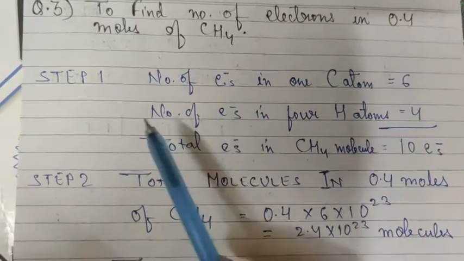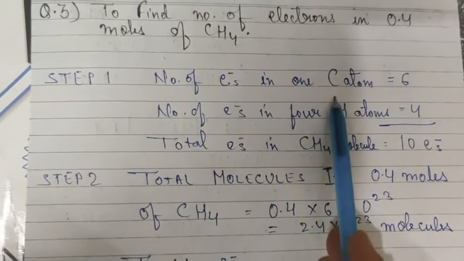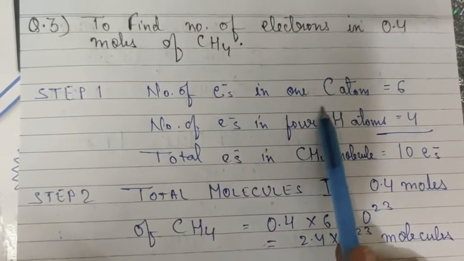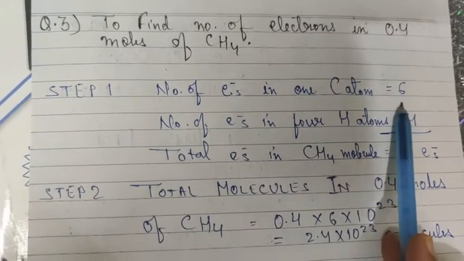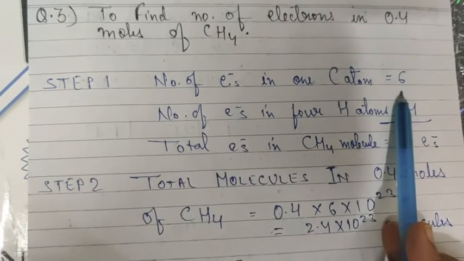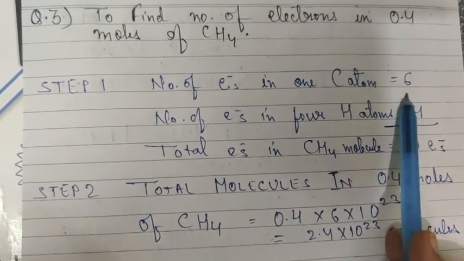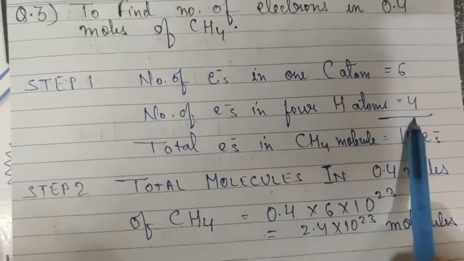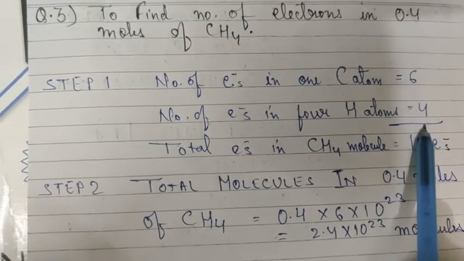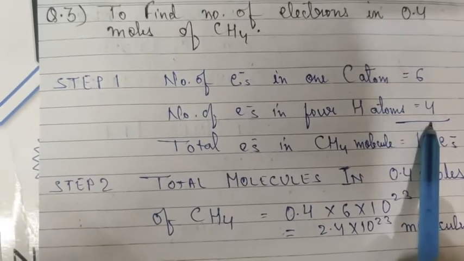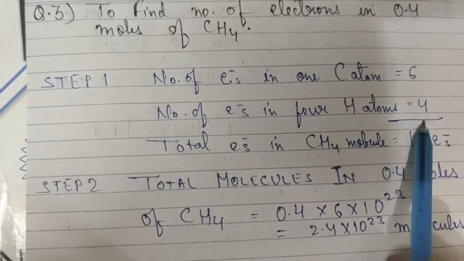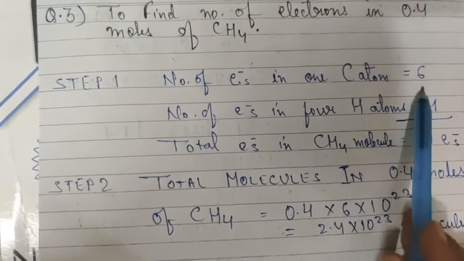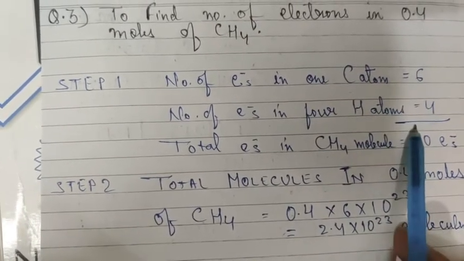So here the atomic number of carbon is 6. So the number of electrons present in one atom of carbon will be equal to 6. And the atomic number of hydrogen is 1. Therefore, the number of electrons present in 4 hydrogen atoms will be 4. Again, please do remember that atomic number tells us about the number of electrons. So I have just substituted the number of electrons here as per the atomic number.